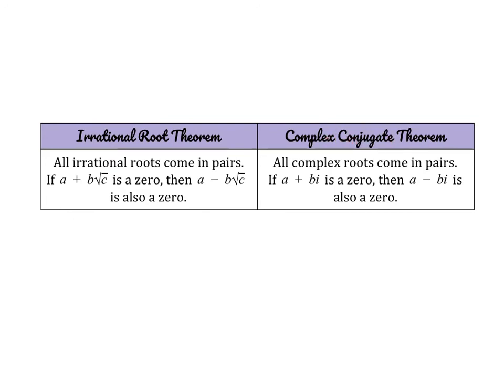They always come in pairs. And then the complex conjugate theorem is pretty similar. It says all complex roots come in pairs. So if you have a 0 that is a plus bi, then you will also always have a 0 that is a minus bi, or vice versa. So those will always come in pairs. And then you'll notice here, these both look very similar. You'll notice that the difference between this and this is that the middle sign is changing. So this is what you call a conjugate. So that's why this is called the complex conjugate theorem. So it is really important that you know that both of these types of zeros always come in pairs.